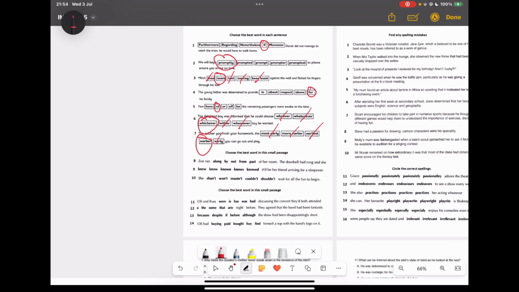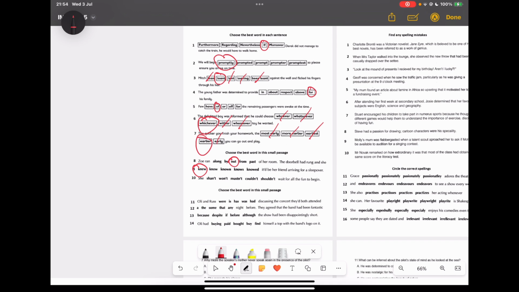So next we have best word for the small passage. So Zoe ran something of her room. So Zoe ran out of her room. The doorbell had rung and she something it would be her friend arriving for a sleepover. So this will be the doorbell rung and she knew it would be her friend arriving for a sleepover.